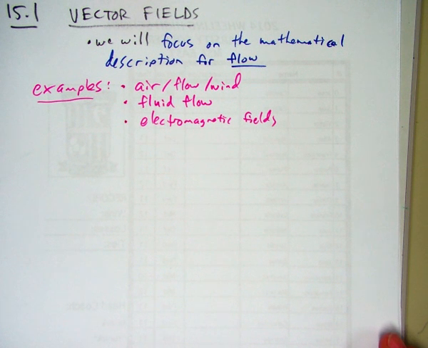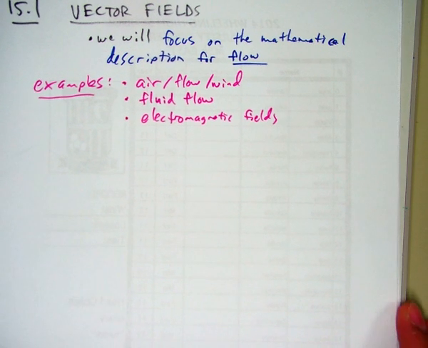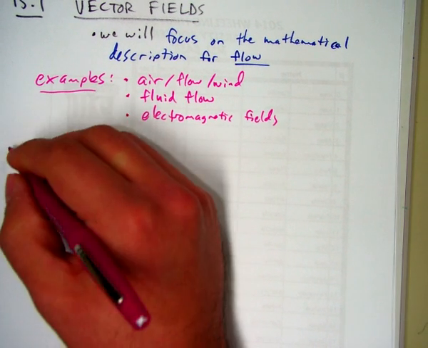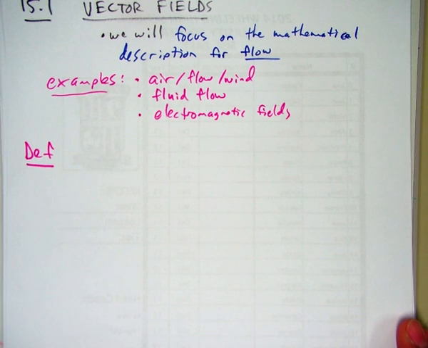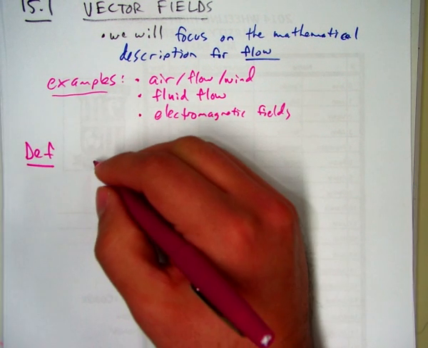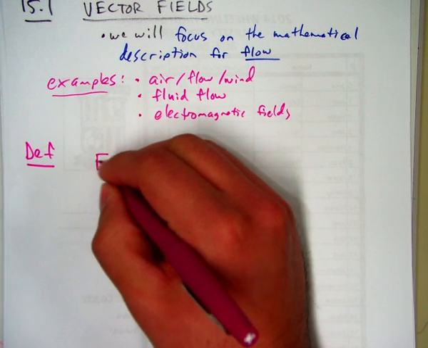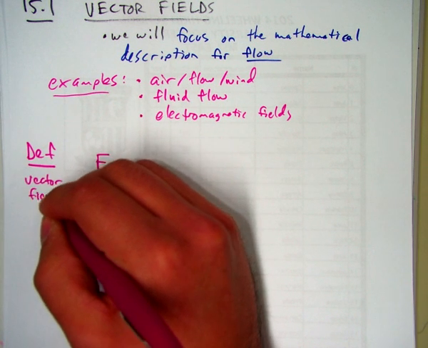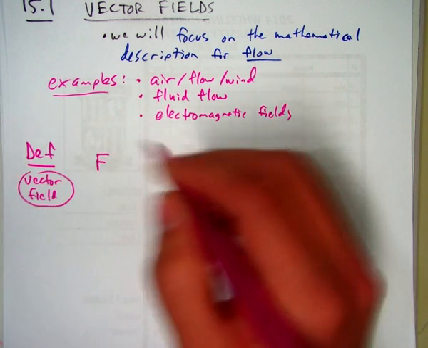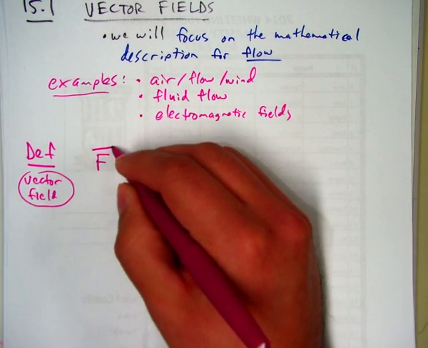Now, in this unit, I like this unit a lot because it brings back some of the stuff that we've talked about earlier. And you're going to start to see where we can use some of this stuff. So here's the formal definition for a vector field. The notation is something like this.